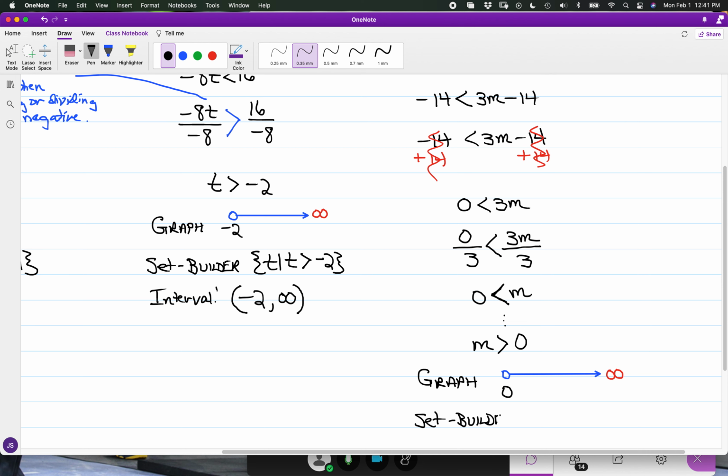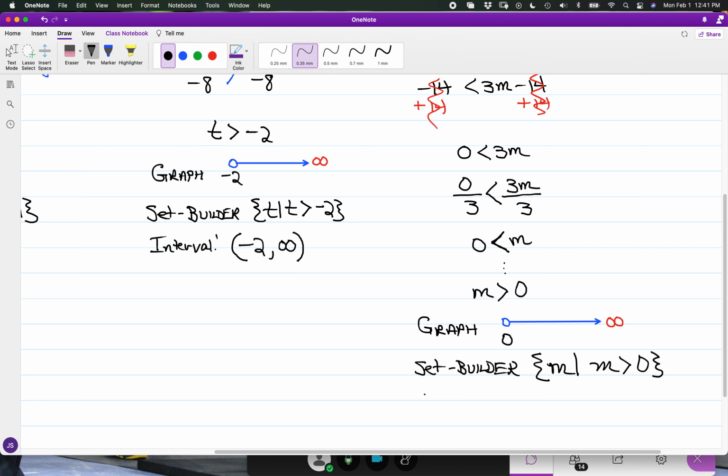So for the set builder form, this time we're looking at the set of all values m such that, and then closing out with the defining inequality, we'll have that m is greater than 0. And just once again, for what we have in interval notation, we have parentheses exclusively around 0 and infinity.